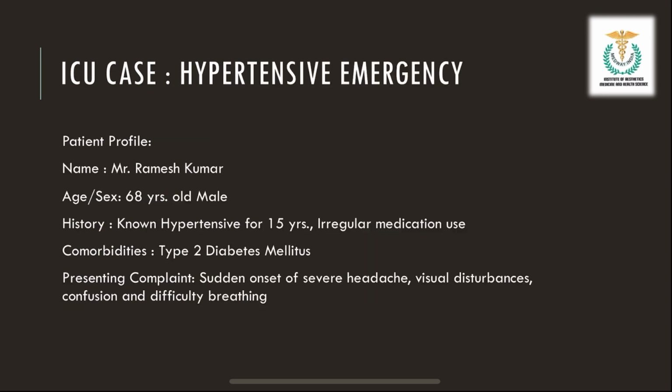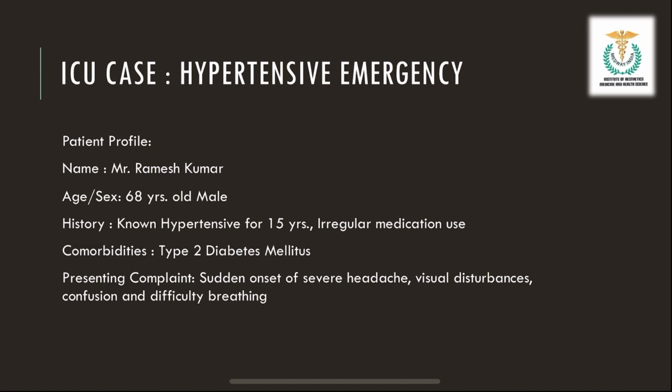Now we'll discuss one case, an ICU case. It is a hypertensive emergency case. So let's start the case discussion. The patient profile: the name is Mr. Ramesh Kumar, a 68-year-old male. He has had hypertension for 15 years but admits to taking medications irregularly. And he is also diabetic, which compounds vascular risk.